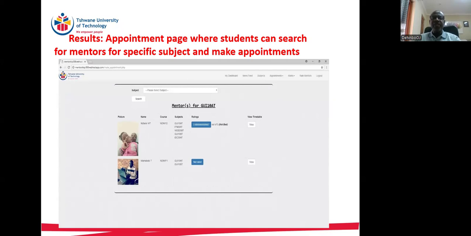And the most important is for the student to be able to search for mentors for specific subjects and make the necessary appointment. So using the topic that was taught in class, they can search for a mentor who is knowledgeable in that topic. It's not only about the subject; even within the subject, there could be different mentors. Some mentors could specialize in a topic within the subject, other mentors will specialize in another topic in that subject. So this page will enable students to search for mentors for specific subjects, and once they see that, they make an appointment with us.